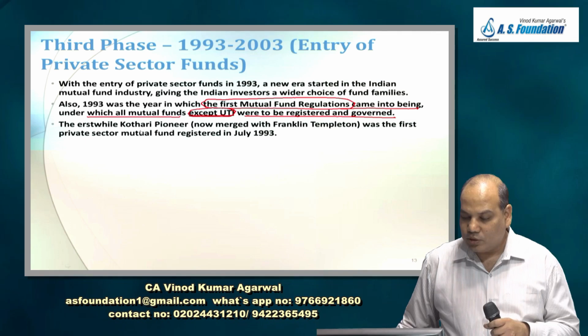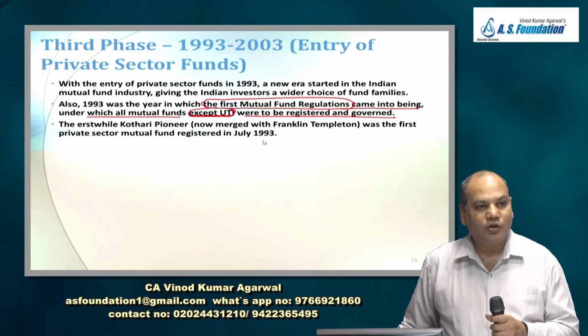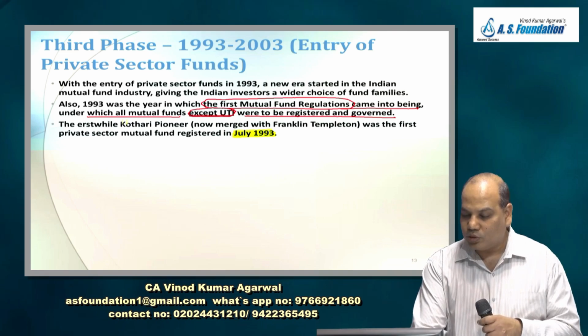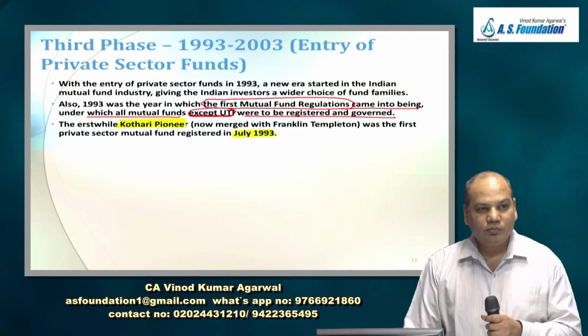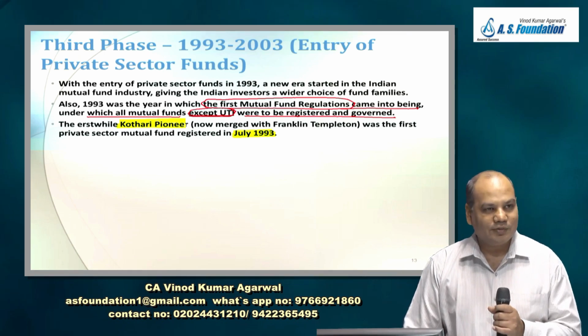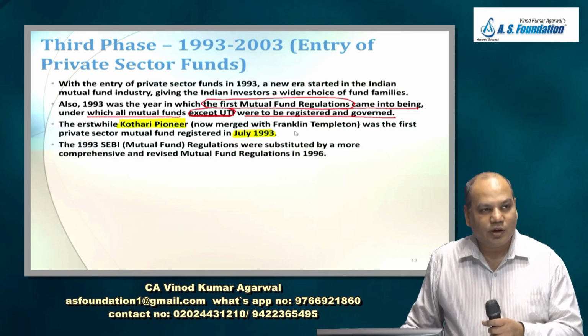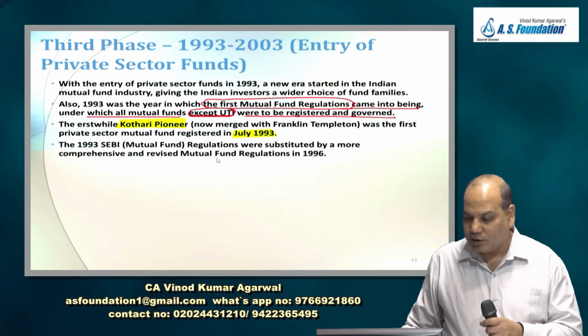The erstwhile Kothari Pioneer, now merged with Franklin Templeton, was the first private sector mutual fund registered in July 1993. So which was the first private sector mutual fund? Kothari Pioneer. First non-UTI mutual fund? SBI. First mutual fund? UTI. Okay. But this Kothari Pioneer does not exist anymore. It has been taken over by Franklin Templeton.